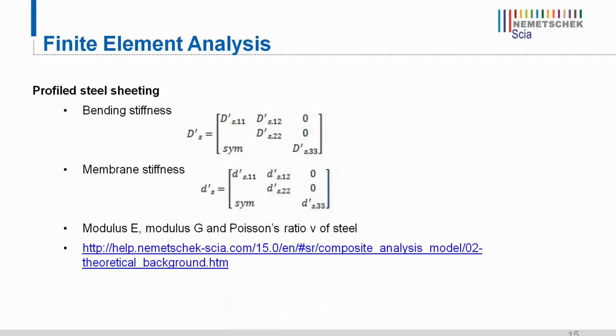Now, as mentioned before, first the stiffness of every layer is calculated. So first, profile steel sheeting on its own: we have a bending stiffness and we have a membrane stiffness. Of course, the calculation of these orthotropic plate stiffnesses will be done by the use of the modulus E, modulus G and Poisson's ratio of steel. Detailed information can be found by using this link to our online help, where every parameter and every formula is described in detail.